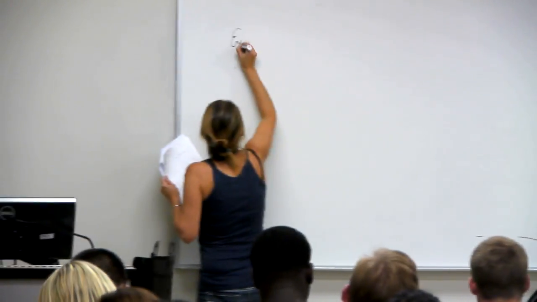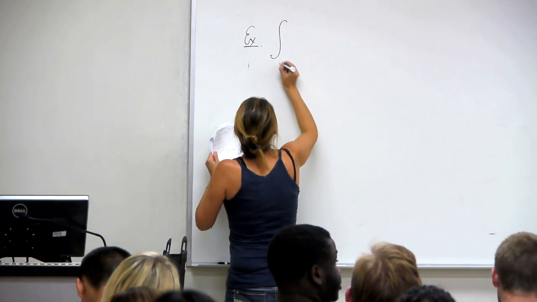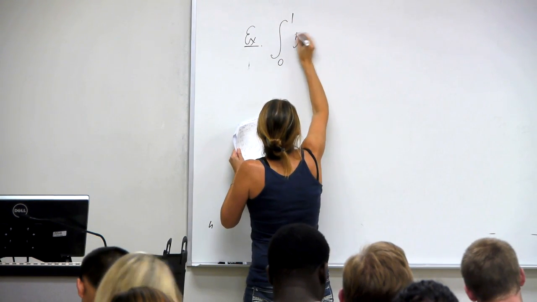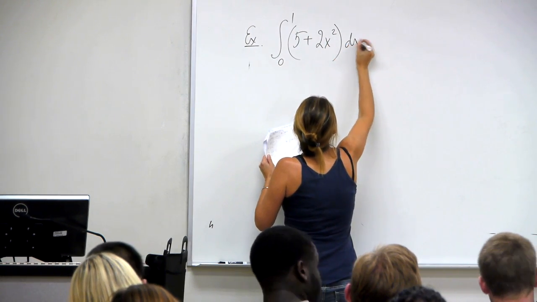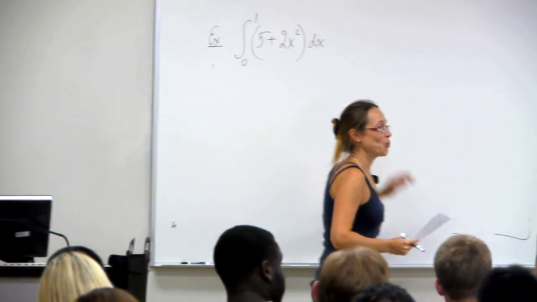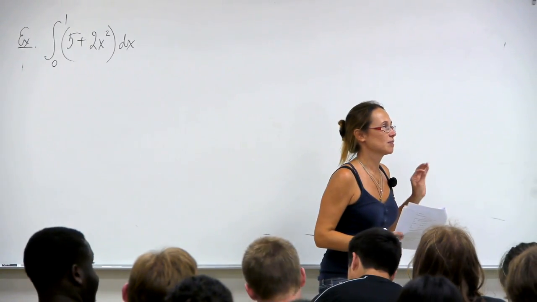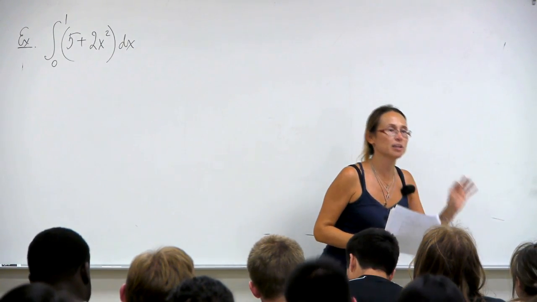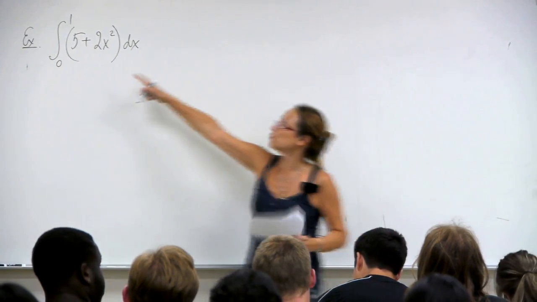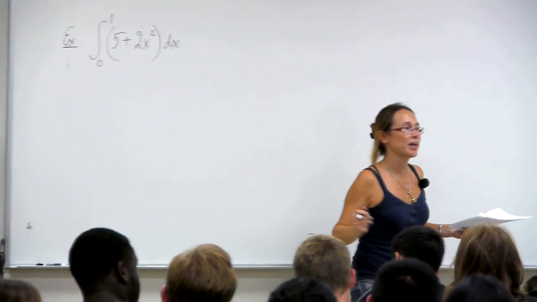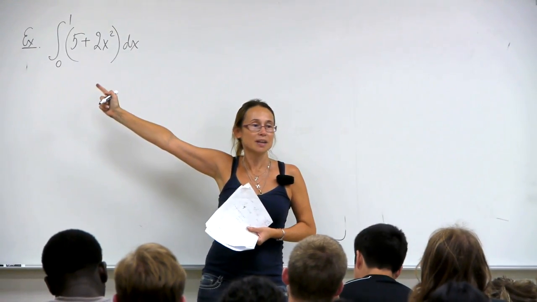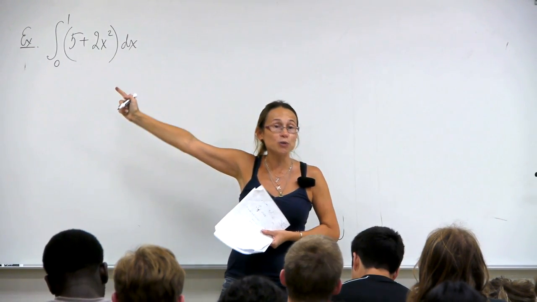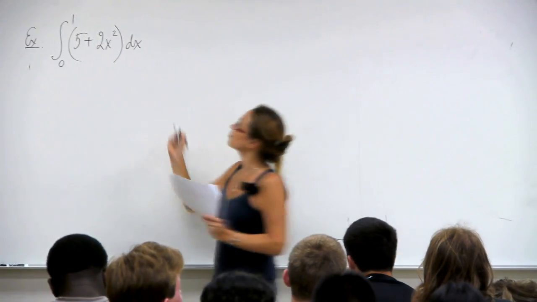So let's look at the integral from 0 to 1, 5 plus 2 x squared dx. So one way to approach it would be to do it by definition. Write down the limit of a sum of this thing, create a partition, calculate sampling points, and then do the sums and then the limit. It's very, very tedious. We're going to do the same thing by using the rules.